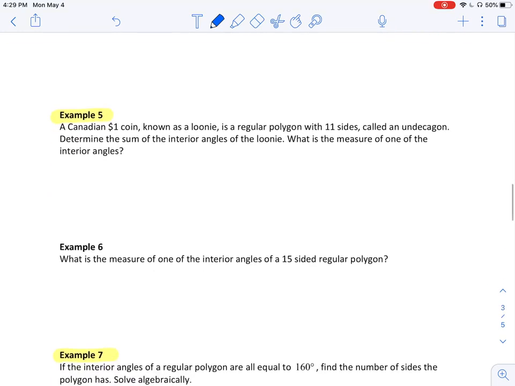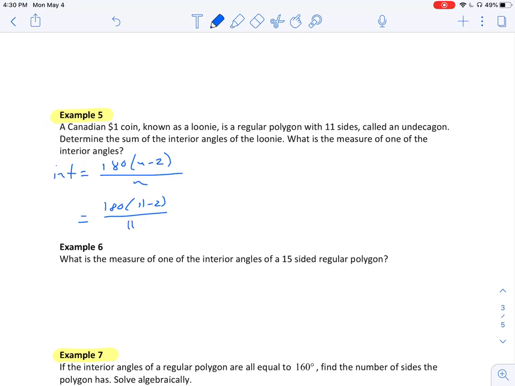All right, third example, example 5. A Canadian $1 coin is a regular polygon with 11 sides called an undecagon. Determine the sum of the interior angles of the loonie. What is the measure of the interior angles? Okay, so I have my interior angle formula, and I'm looking for the interior angle. If we remember how to do that, that would be 180 multiplied by n minus 2, the number of triangles that we have, all divided by the number of sides that we have. Well, in this case, where is our n? We have 11 sides, so it'll be 180 bracket 11 minus 2, all over my number of sides, which is 11.